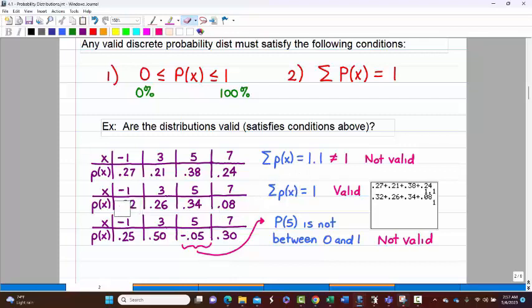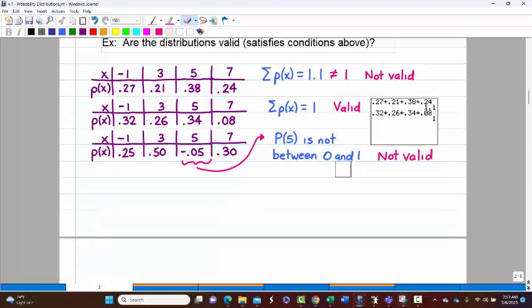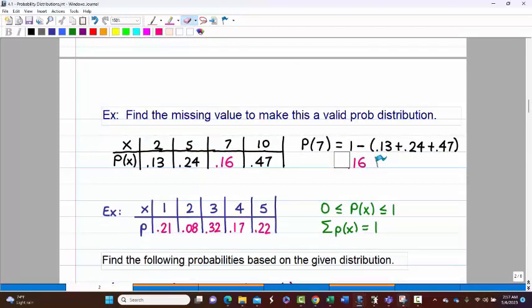The next one. Each individual probability looks good. They add up to one exactly, so that's a valid distribution. Now the next one, we have a negative probability in there. That makes it not valid. On purpose, I did make them add up to exactly one, so it satisfied that part of the process. But it can't have a negative probability, so that one's not valid. All right, so that's not too bad. Now this one's not too bad either.